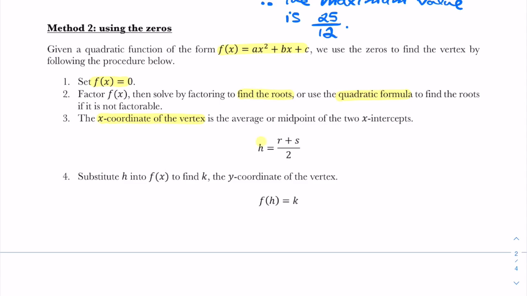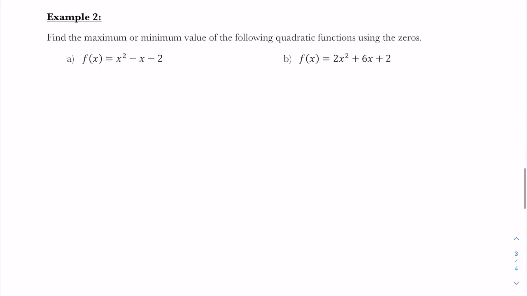Here's this formula we've seen before. h, the x-coordinate of the vertex, is equal to r plus s, which are the two x-intercepts, divided by 2. If you then simply substitute that h value into the function, the output will give you the y-coordinate of the vertex or the k value. Let's practice with an example. We're asked to find the maximum or minimum value of the following quadratic functions by using the zeros. I'll demonstrate with example 2a.